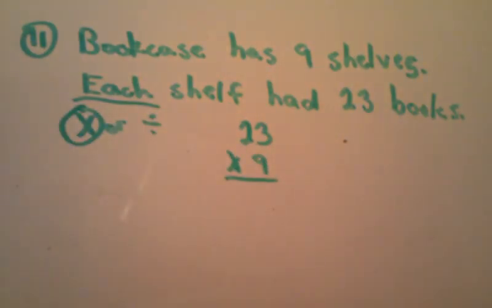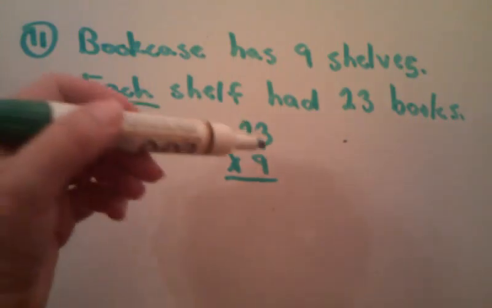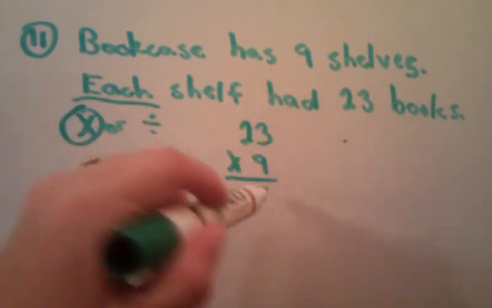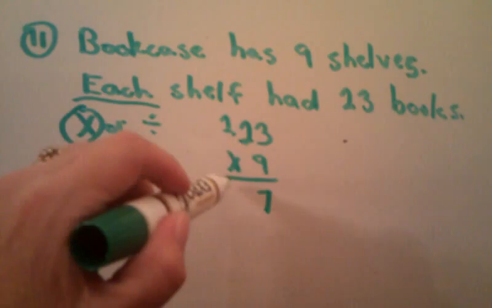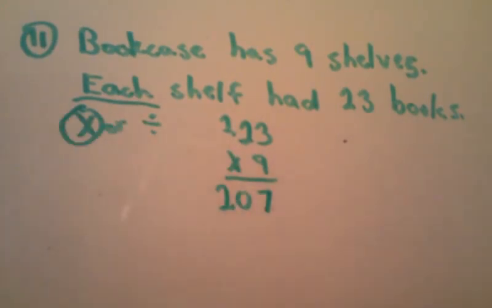And you're allowed to use your calculator. The goal of this class is to make sure you know what formula to use, not necessarily your math skills, even though that's a good idea too. You are allowed to use your calculator. 3 times 9 is 27. 9 times 2 is 18, plus 2 is 20. So you should have come up with 207 books.